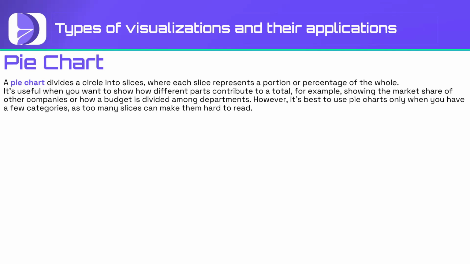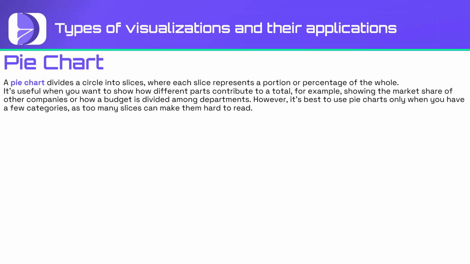So if the first part is like 30%, the other one may be around 25%, depending on how your data is. So it helps to represent a proportion or percentage of the whole. It is useful when you want to show how different parts contribute to a total.